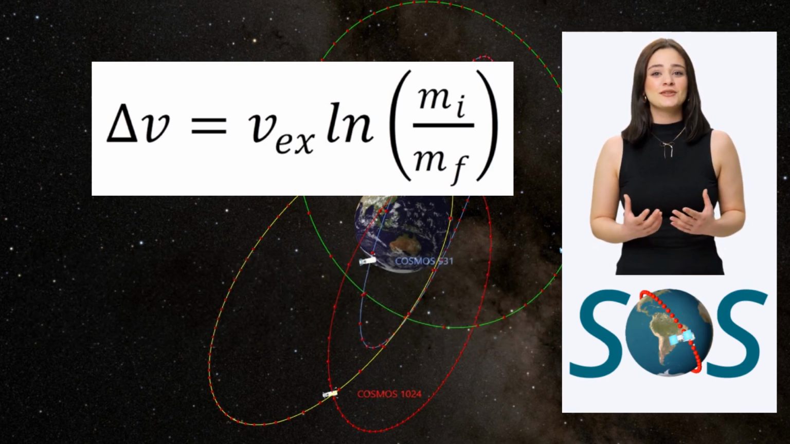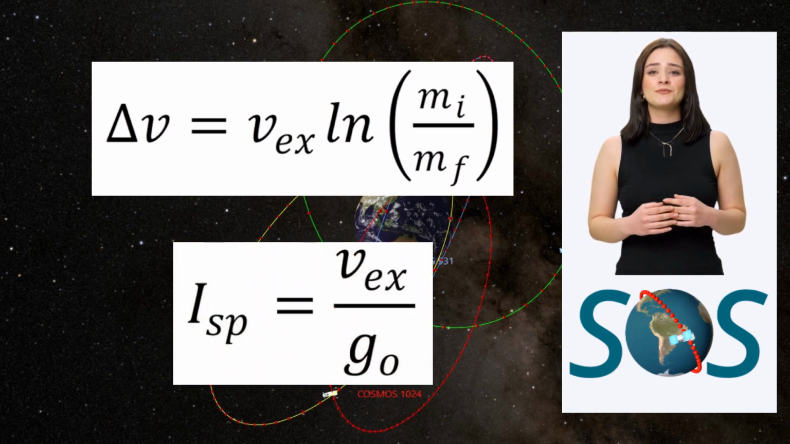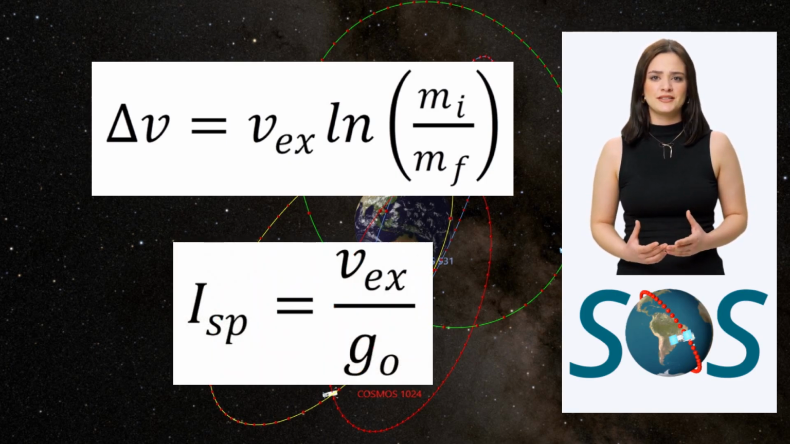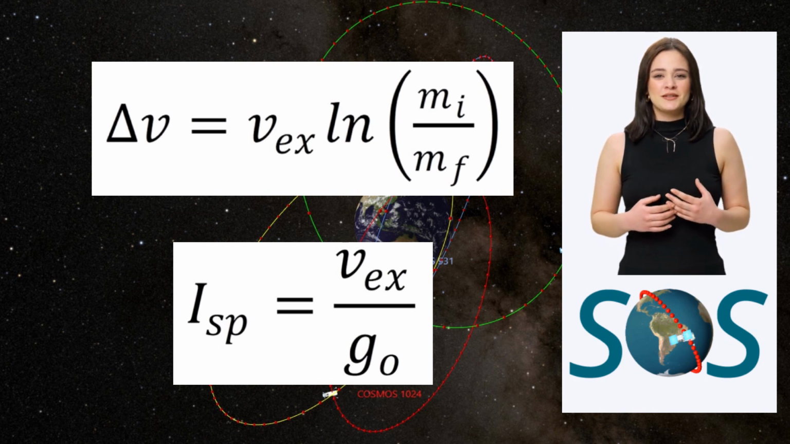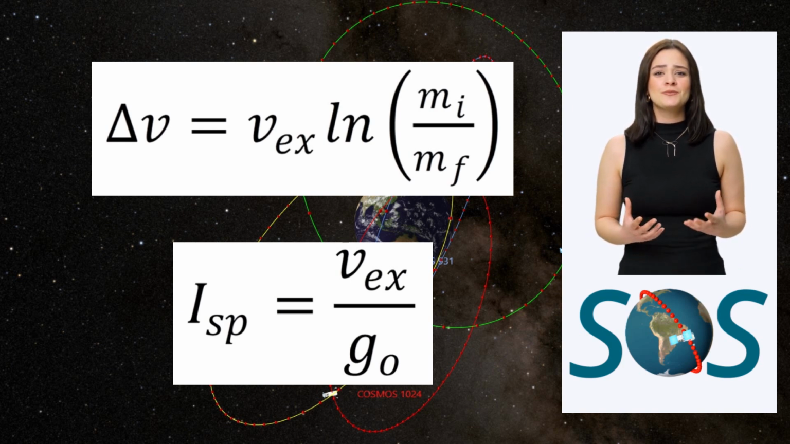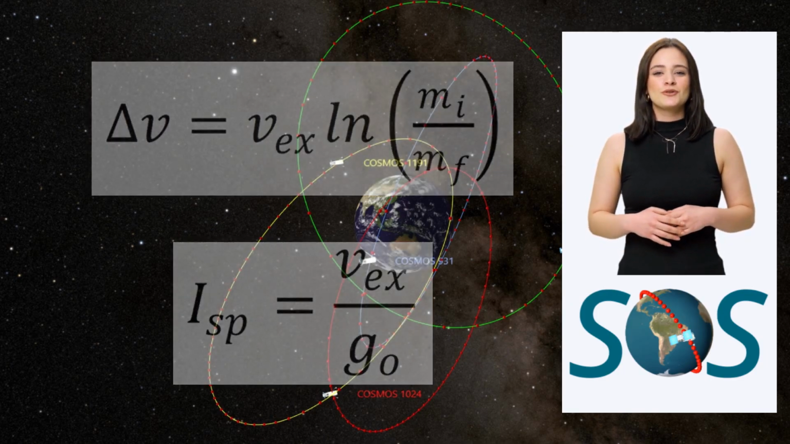Higher exhaust velocities make rocket motors or rocket engines more efficient. Typically, rocket efficiency is described using specific impulse, or ISP, which is defined as the average exhaust velocity divided by the acceleration due to gravity at sea level. I show this in the new equation on my right. The units for ISP are seconds. A typical value for chemical rockets is about 300 seconds, and higher values are better.